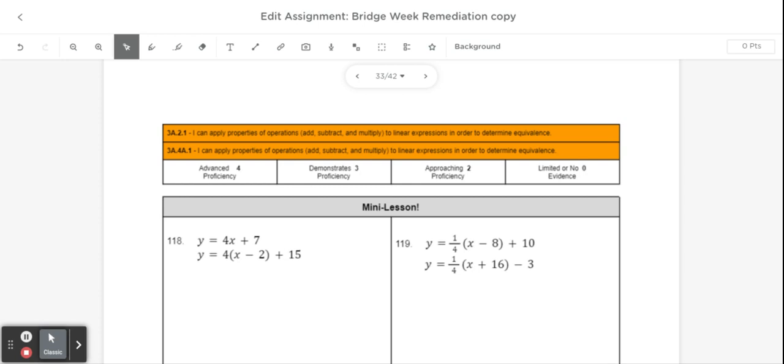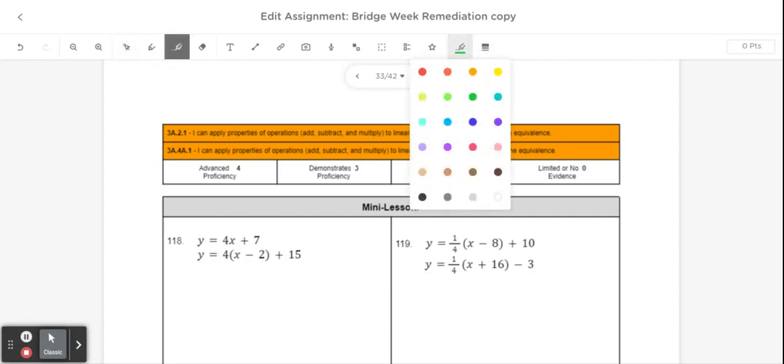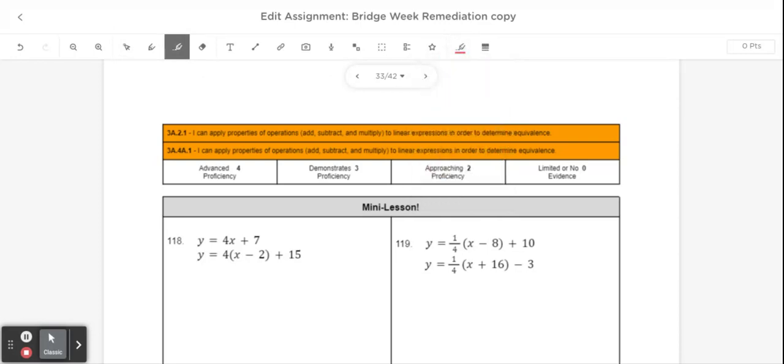Hi everybody, so in this video we're going to be reviewing how you can simplify an expression in order to determine whether two separate expressions are equivalent or not. So the strategies we're going to use here are distributing, combining like terms, and then seeing if we can simplify. Now in problem 118, what we want to do is always start with the more complicated equation. So in this case, that would be the bottom equation here.